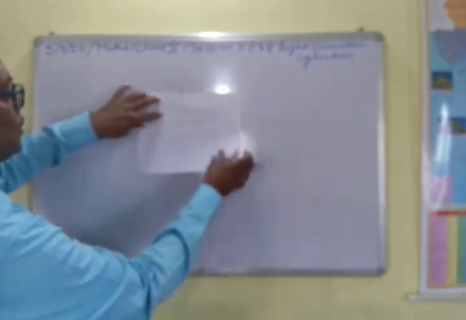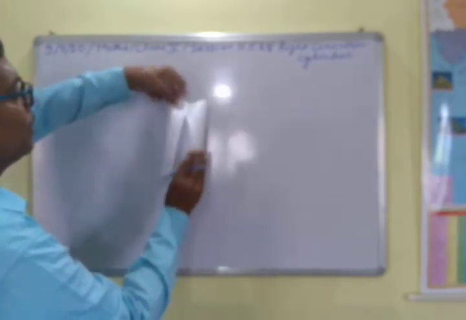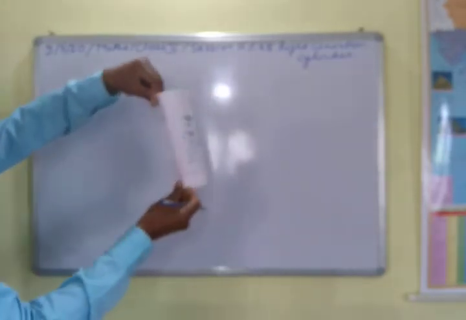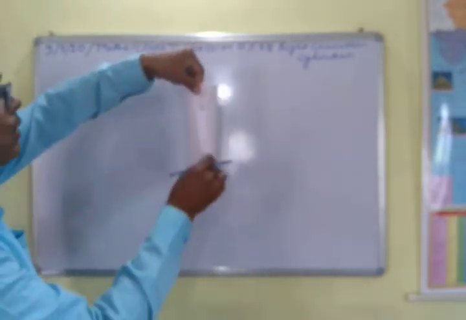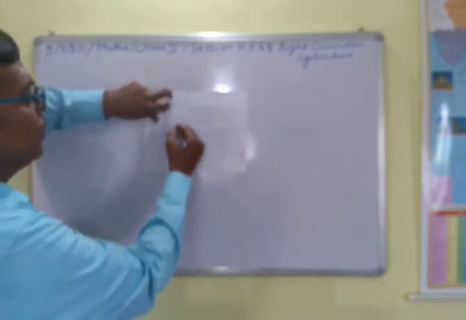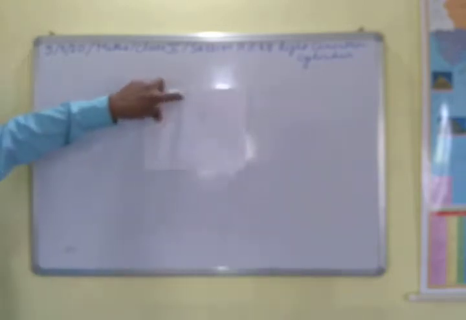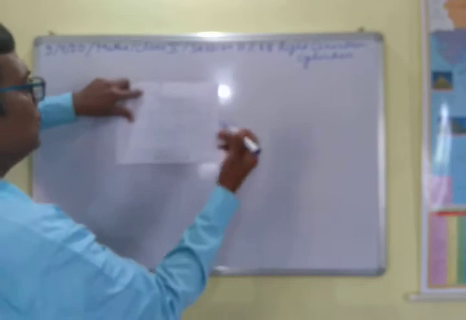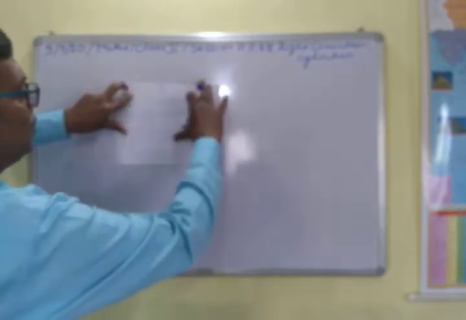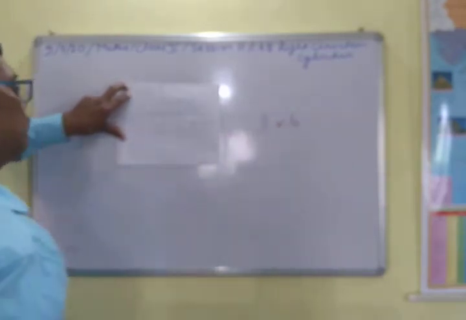If you fold this, then what will happen? If you fold it like this, it will be a cylinder. But actually this rectangle is folded. The area of this rectangle will be length into width. If this is the length and this is the width, then the area of this whole rectangular piece of paper will be l into b. You know this is the formula.